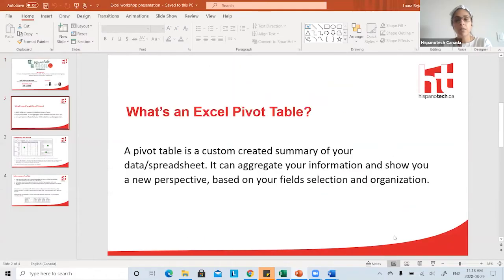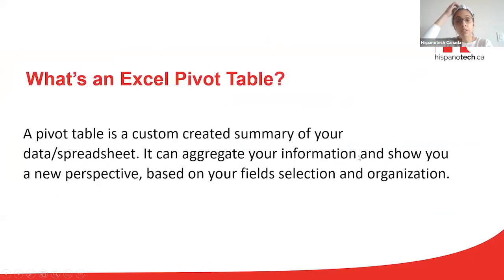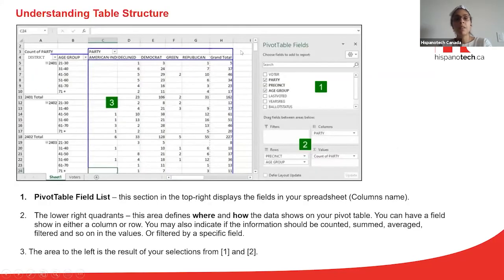For pivot tables, I'm going to explain to you what a pivot table is and what the structure of the pivot table is. I'm going to give you some tips before creating a pivot table. I'm going to explain how to create a pivot table, and after that, we're going to do some exercises together, and I'm going to show you some tips. So a pivot table is a custom created summary of your data or spreadsheet. You can aggregate your information and get a new perspective, like a new point of view, based on your organization and field selection.